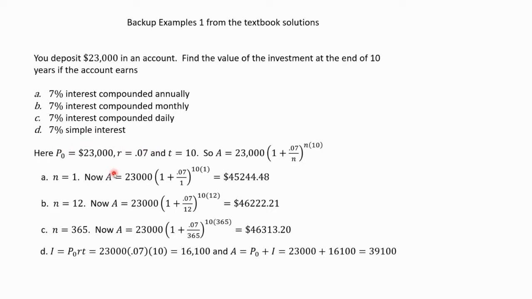So for part A, we have N is just 1, compounded once a year. So in that case, what happens? Well, we're going to have the amount, which is $23,000. It's compounded once, going on for 10 years, once a year. $23,000 times all this, where N is 1, and we get this amount.